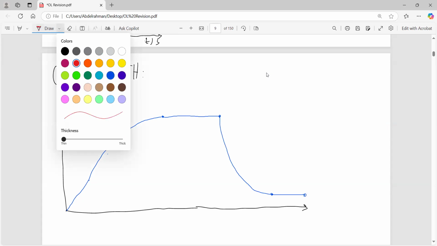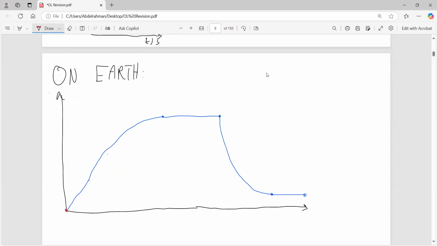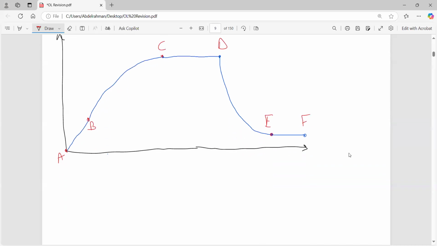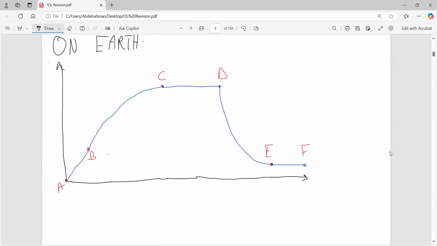Let's divide this graph into several points, from A to B to C, D, E and F. Very quickly. Actually, this graph is very, very important. Let's write it down. VIP.